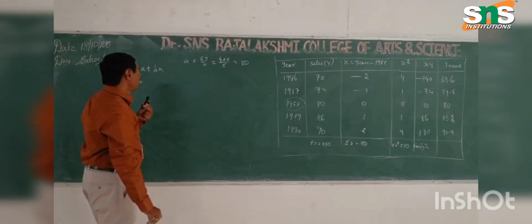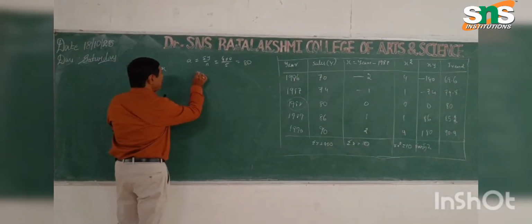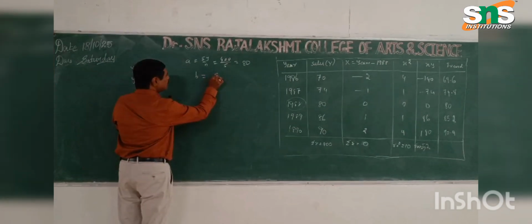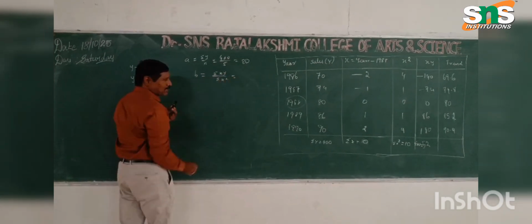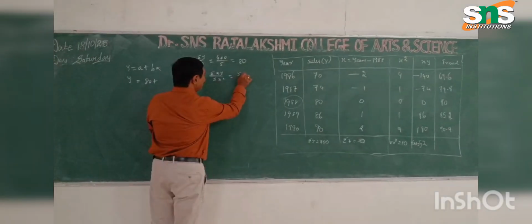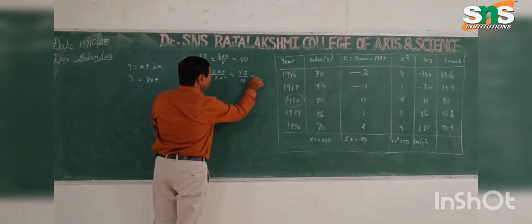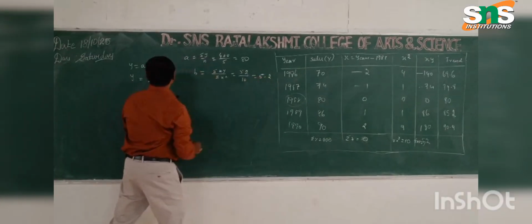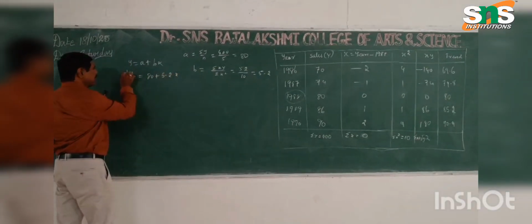So a is 80. Then we calculate the b value. The b value is sum xy divided by sum x square. Sum xy, already calculated, is 52 and sum x square is 10. So 52 by 10 is 5.2. So the straight line is y equals 80 plus 5.2x.